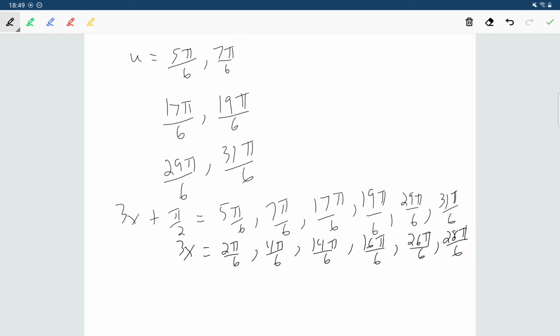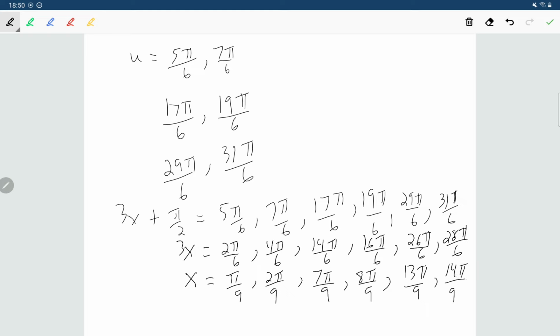And when I do that, I'm also going to simplify all of my fractions. So I would have x being 2 pi over 18, which is pi over 9. 4 pi over 18, which is 2 pi over 9. 14 pi over 18, which is 7 pi over 9. 16 pi over 18, which is 8 pi over 9. 26 pi over 18, which is 13 pi over 9. And 28 pi over 18, which is 14 pi over 9.